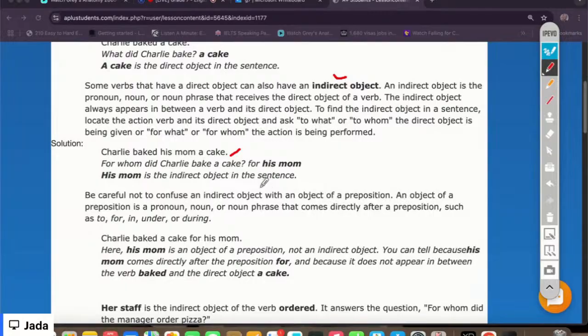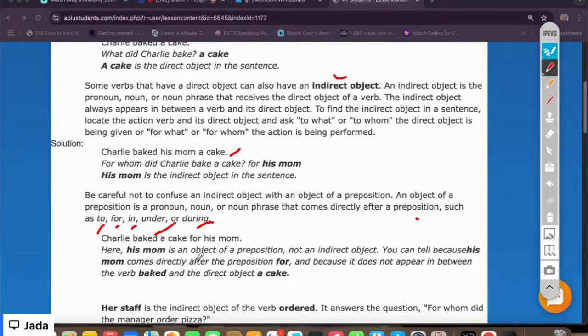Be careful not to confuse an indirect object with an object of preposition. We have indirect objects and we have objects of preposition. An object of preposition is a pronoun, noun, or noun phrase that comes directly after a preposition, such as to, for, in, under, during.